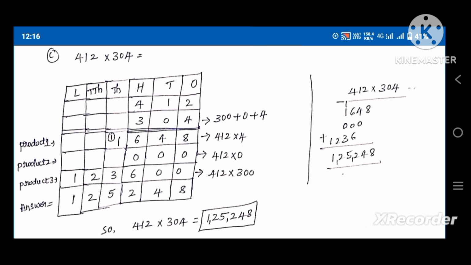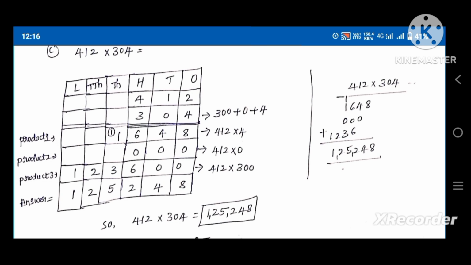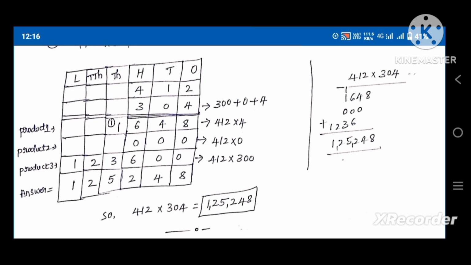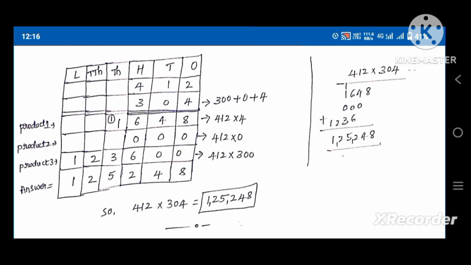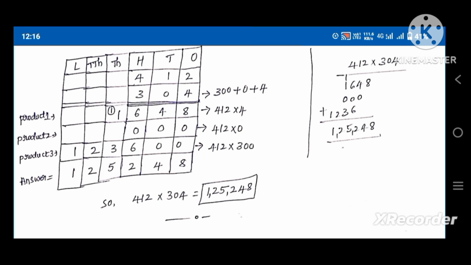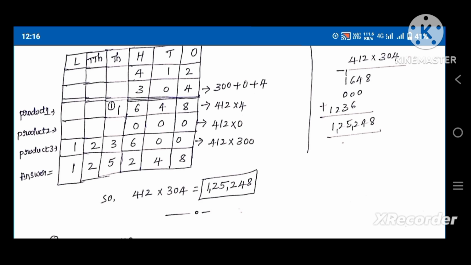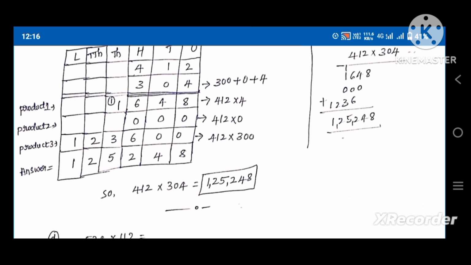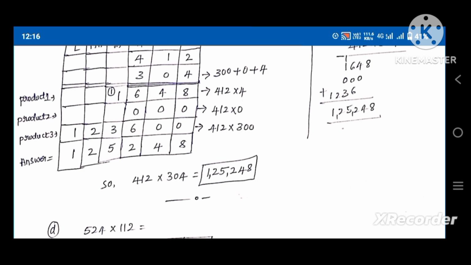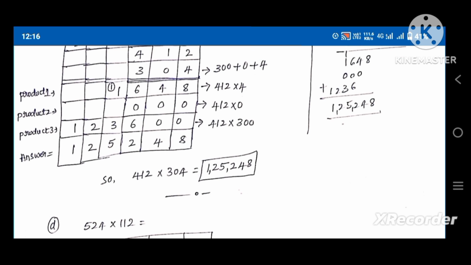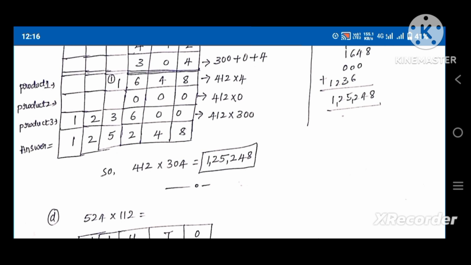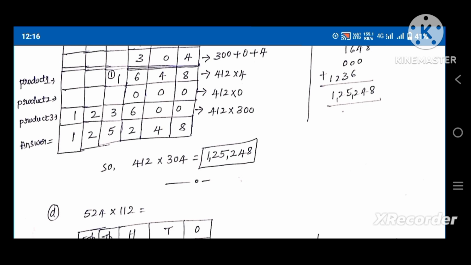Question number C is 412 into 304. 412 is multiplied by 304. 304 means 300 plus 0 plus 4. Product 1 is 412 into 4 is 1648. Product 2 is 412 into 0 is 0. Product 3 is 412 into 300 is 1,23,600. Add the three products and get the answer 1,25,248.